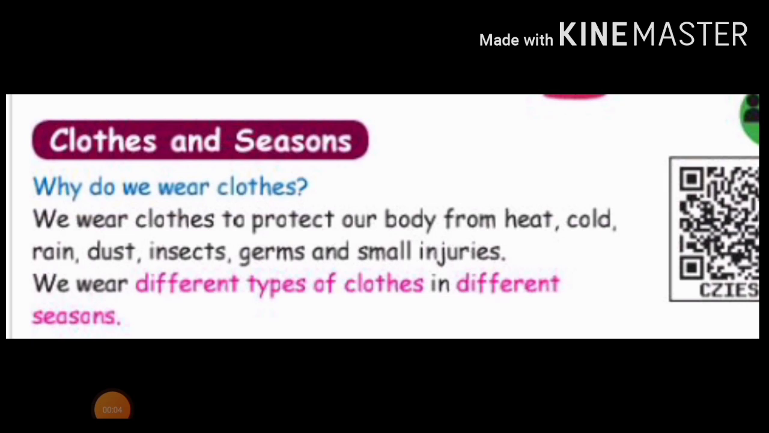Now we will see the next one. Children, do you know why do we wear clothes? We wear clothes to protect our body from heat, cold, rain, dust, insects, germs, and small injuries. We wear different types of clothes in different seasons. Okay, children, now we will see the different types of clothes in different seasons.